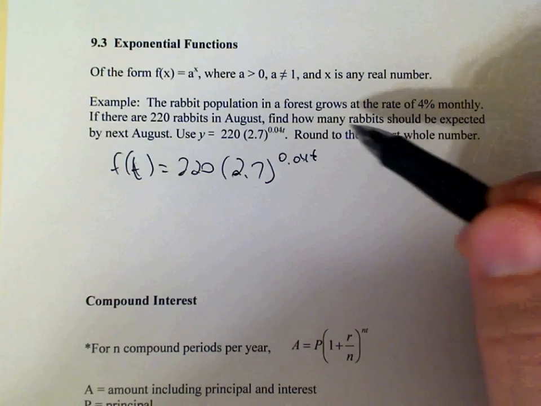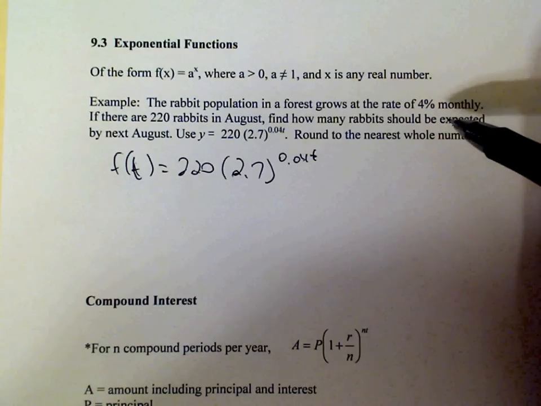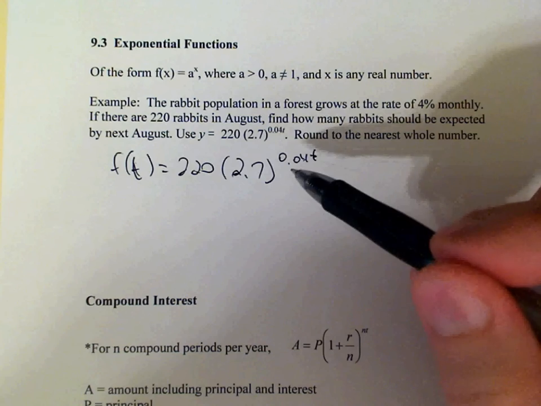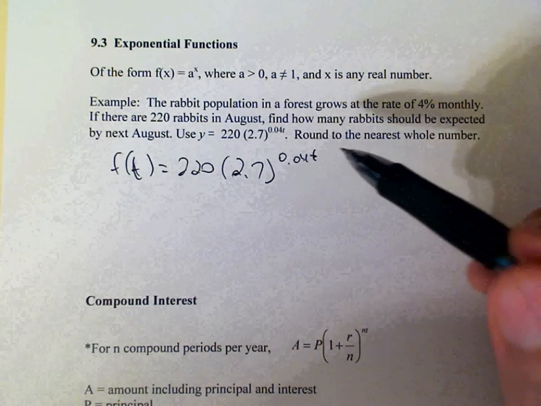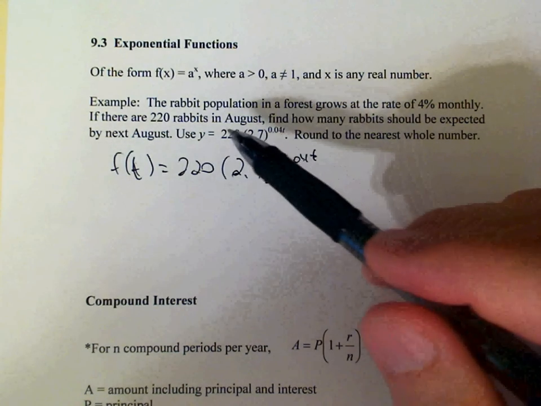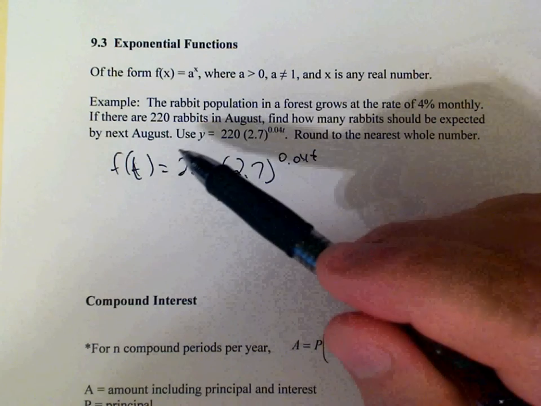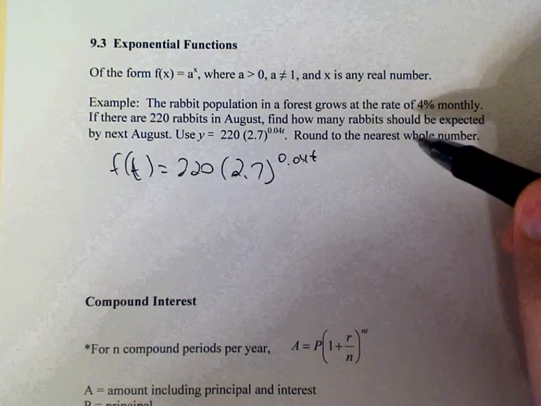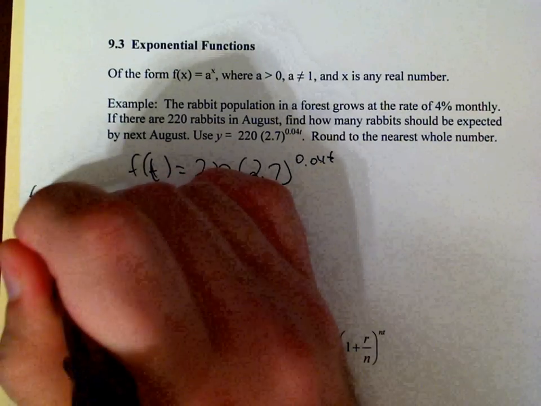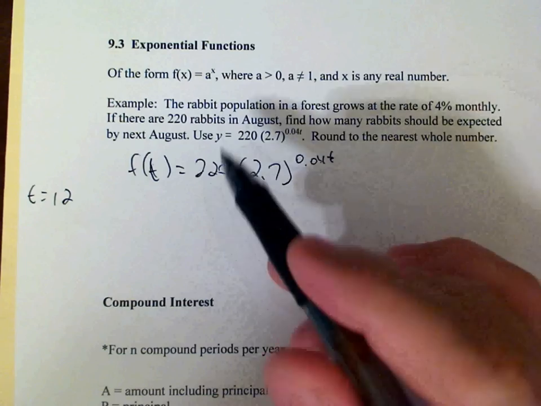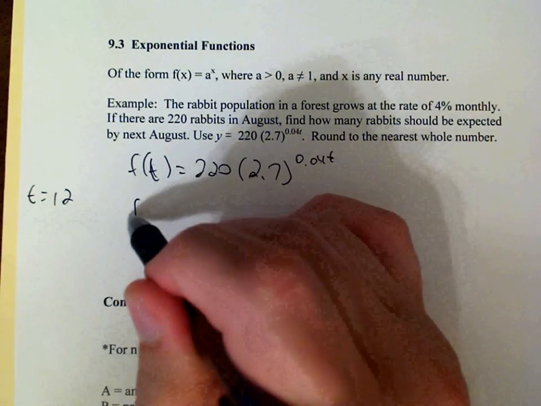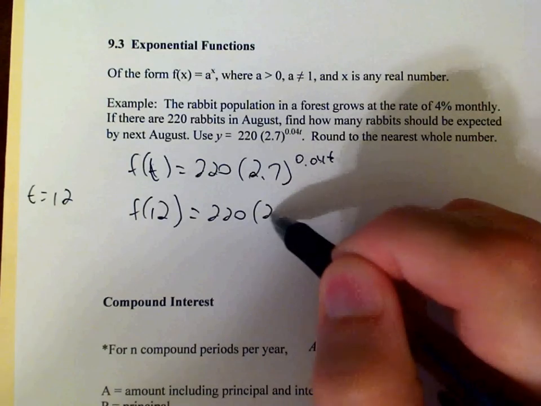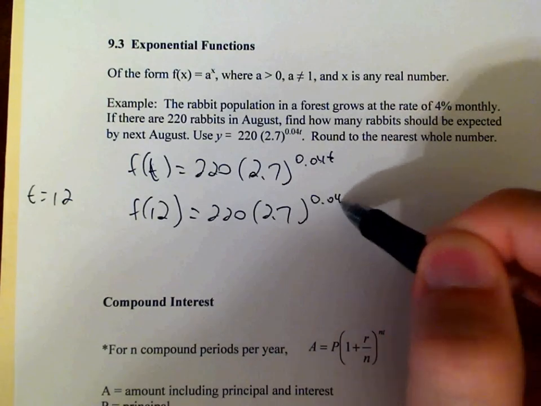Now, since the rabbit population is growing monthly, and this function is based on monthly time periods, we need to know how many months have elapsed from August of 1 year until August the next year. Well, if you know how many months are in a year, you should be able to figure out that's 12. So what we're going to do is substitute t equals 12 into our function. Now that means, if I find f of 12, which just means substitute 12 for t.